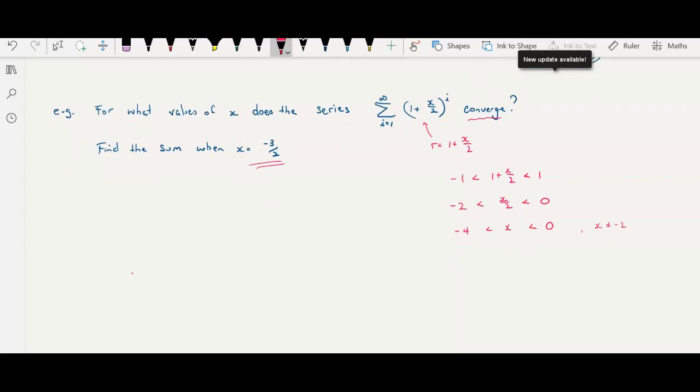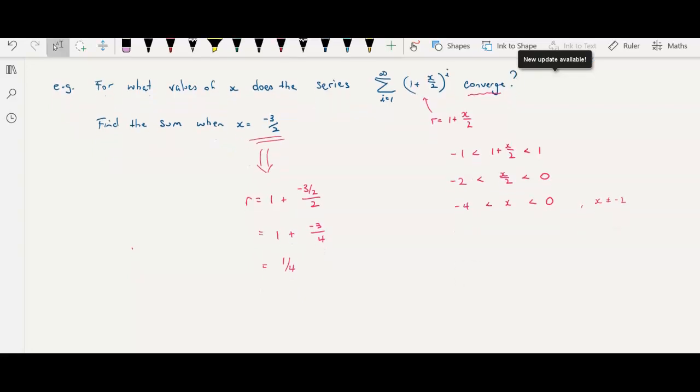My sum to infinity. So when x is equal to -3 on 2, let's work this out. I'm going to have r equaling 1 plus -3 on 2 over 2. Okay, let's just tidy this up a bit. Multiply top and bottom by 2. I get this. I get 1 plus -3/4, which is 1/4. So when r is equal to 1/4, this is my value now of r.